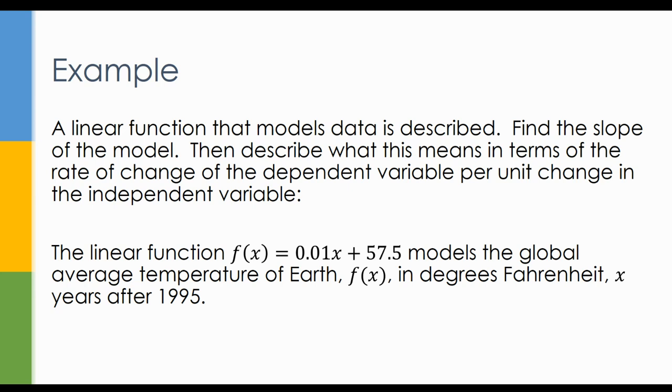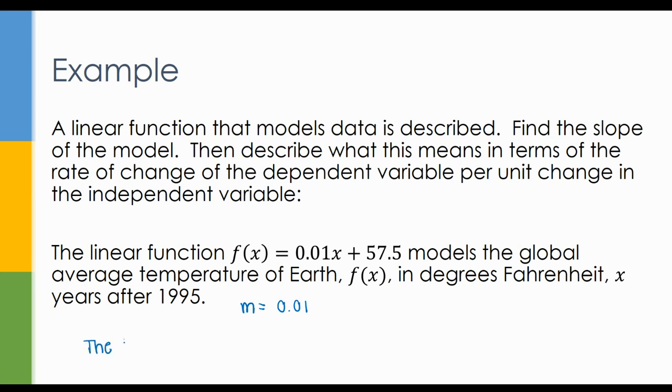If they're asking us to identify the slope, we have it in slope-intercept form. So hopefully right away we're okay with noticing that 0.01 is going to be the slope. Now I want to describe what that means in terms of this model. The model is talking about the global average temperature of Earth in degrees, so we're talking about a positive slope.